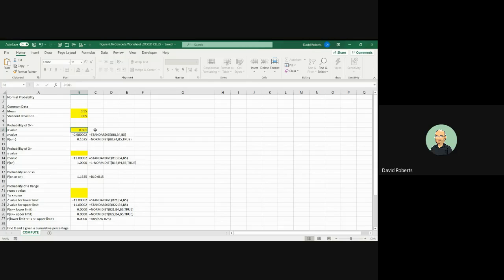If they are polling in part B at 60%, they have an 84.13% chance of winning the election. And again, you don't have to go 1 minus. So I thought that might be a lot simpler for you to understand and do. And if there's 49%, they have an 11.5% chance of winning. So a fairly small chance of winning.